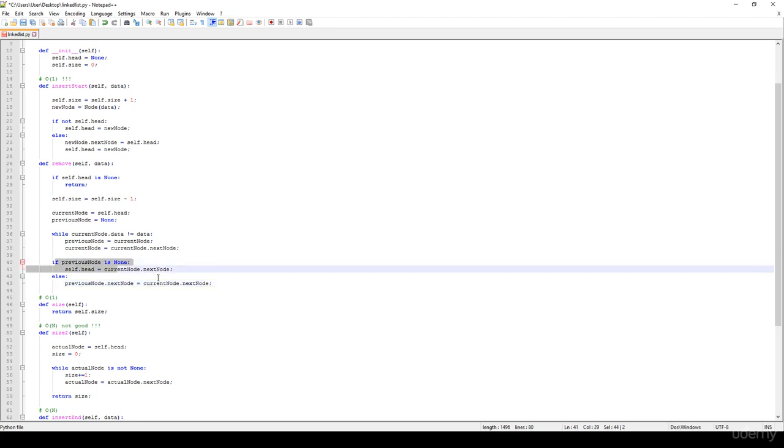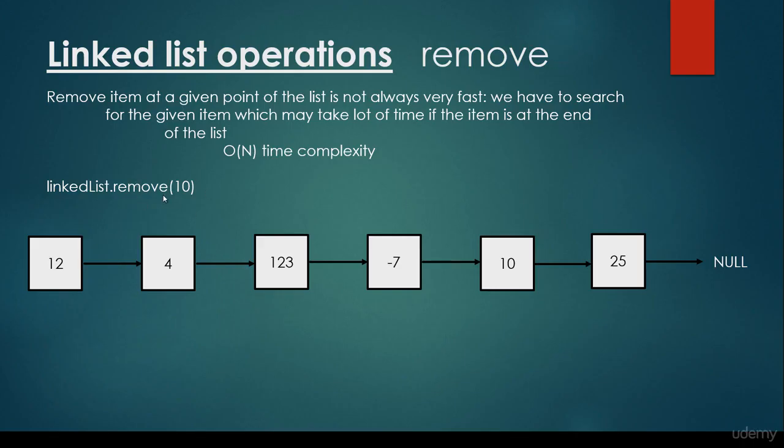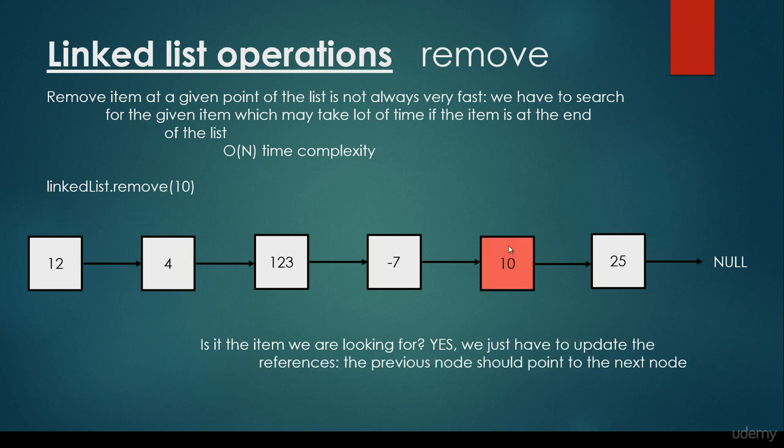This is what we have been discussing in the theoretical section. Let's suppose that we would like to get rid of 10. 10 is approximately at the middle of the linked list. First we have to look for it. So we have to iterate through the linked list and search for that given item. And whenever we find it, we just have to set that the previous node is going to point to the next node of that given node. So that's why we just have to get rid of this reference. We have to set it to null. And anyways, we just have to tell the -7 to point to 25 directly.